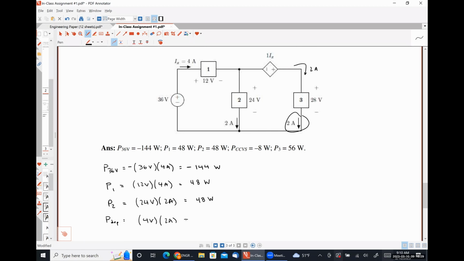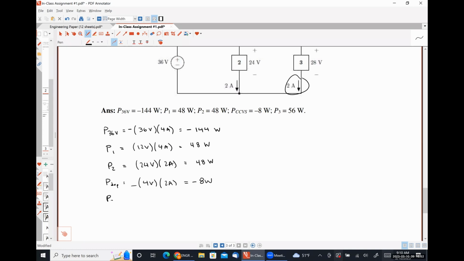Is the current flowing into the positive polarity terminal or the negative polarity terminal? It's flowing into the negative polarity terminal, which means 4 times 2 gives us our supplied power. Because we're calculating absorbed power, we need to throw a negative sign at it. So we get negative 8 watts.